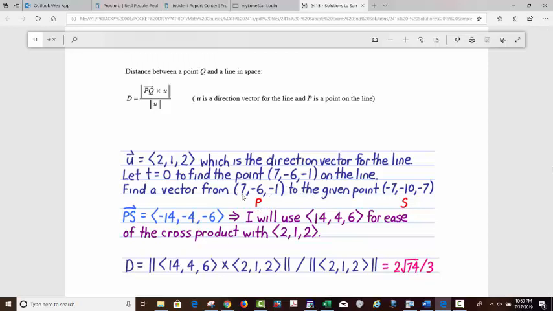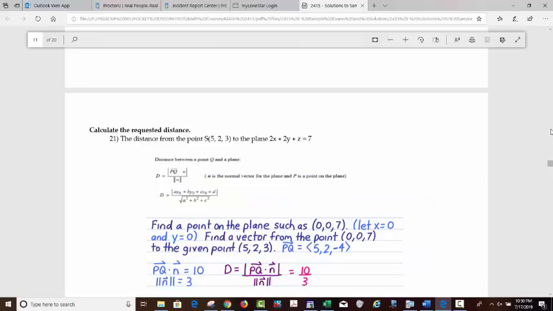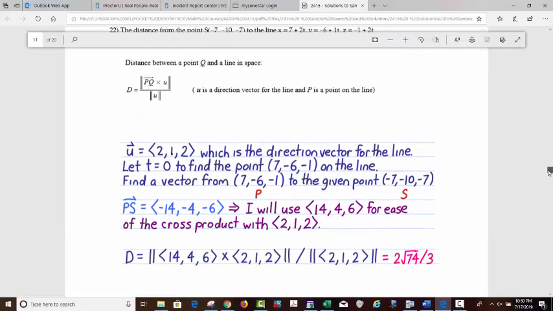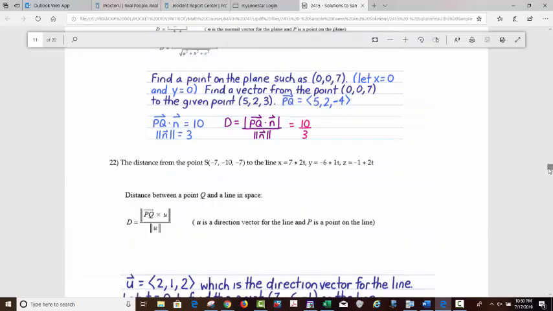So there's that point that we found on the line. And then let's see, the given point S is negative 7, negative 10, negative 7.